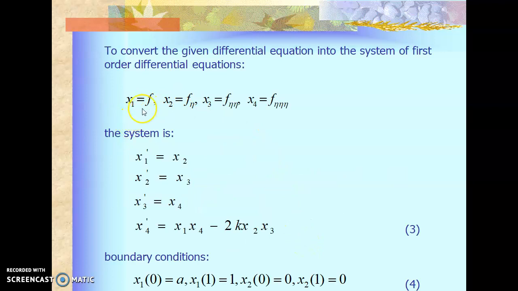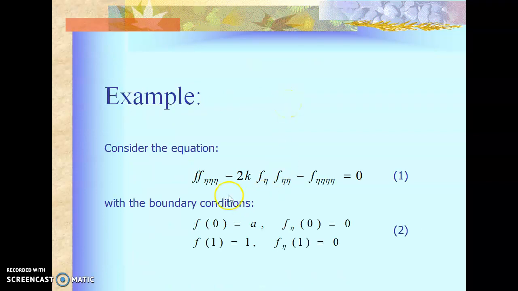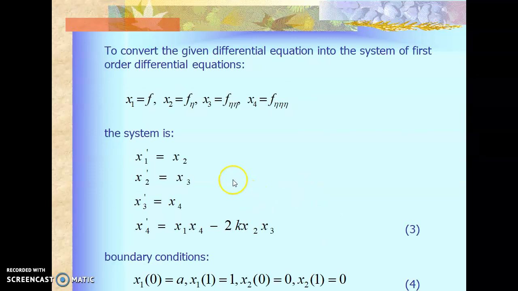Now the fourth order nonlinear differential equation should be converted to a system of four nonlinear differential equations of first order. This is how we are converting. Simply in place of f, we take x1, f dash as x2, like that. If you use this substitution, this fourth order equation will be converted like this, a system of four nonlinear first order differential equations. And of course these are the given boundary conditions. Now we have to solve this system.